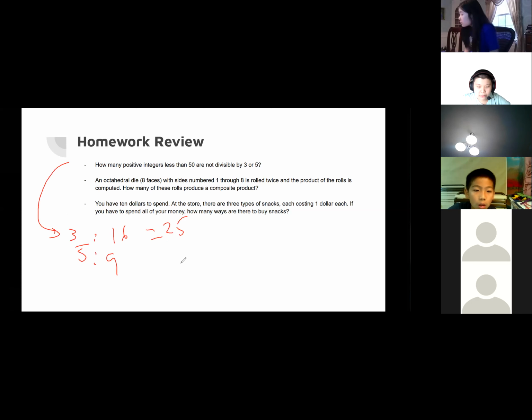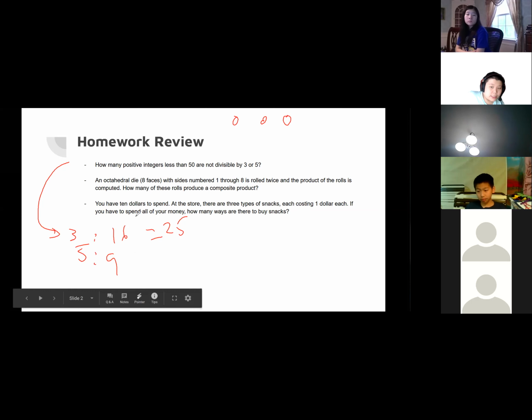However, remember that you're counting the numbers that are both divisible by 3 and 5 twice. Remember the principle of inclusion and exclusion, which basically says if you have a bunch of groups and you want to find the total number of things in all of the groups, you add the number in each group, and then you subtract the number in every pair of two groups, and then you add the amount in every group of three, and so on.